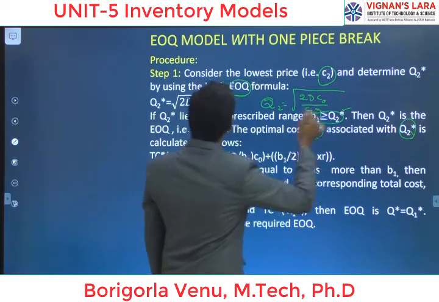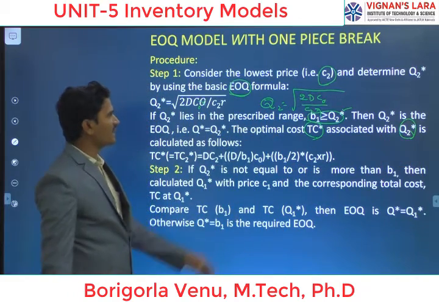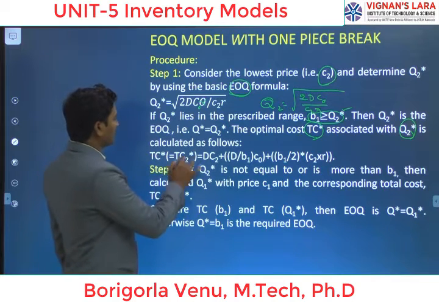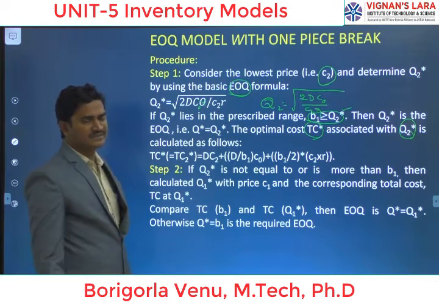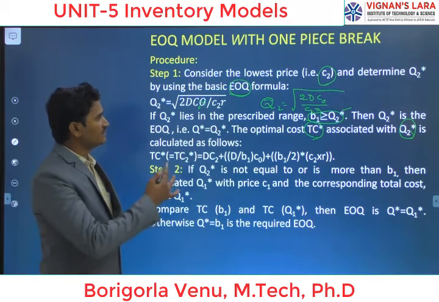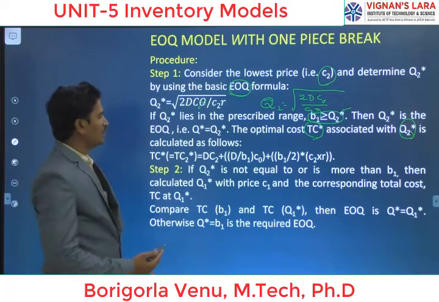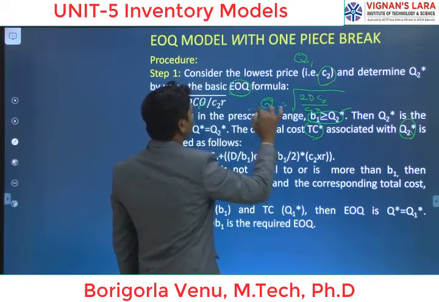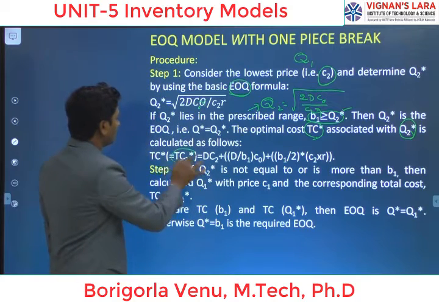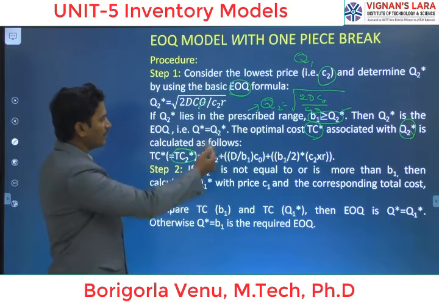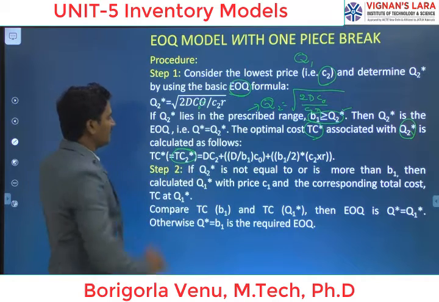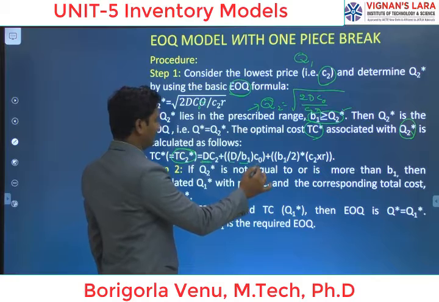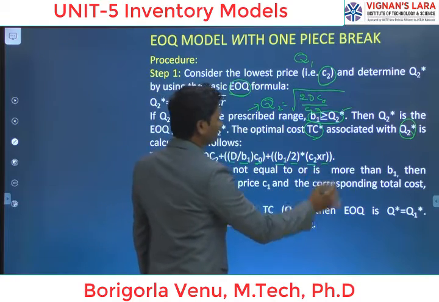Here what is Q2? Q2 is in the prescribed range at the lowest price, and is calculated as follows. Here we are calculating for the lowest price. It means it is available at Q2, that is economic order quantity 2. The economic order quantity 1 is Q1, and here we are taking Q2. So we are going to calculate the total optimal cost TC2, taking D, C2, B1, C0, B1, 2, C2, R.